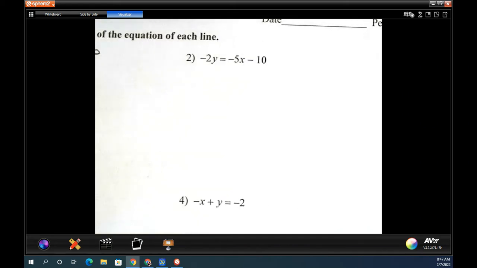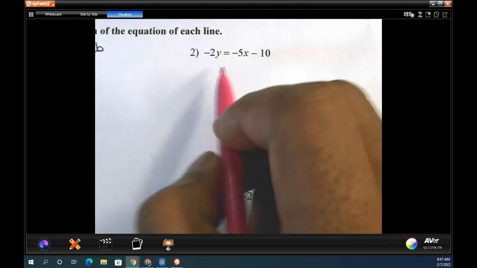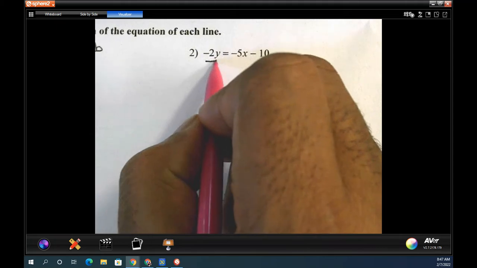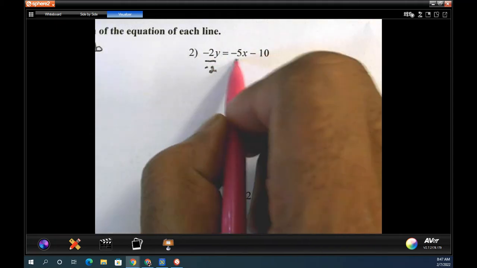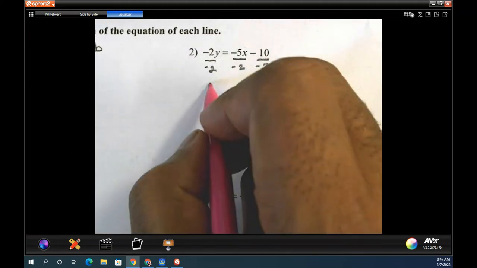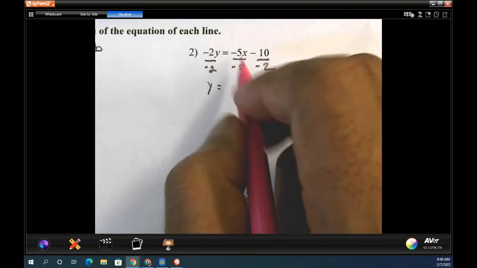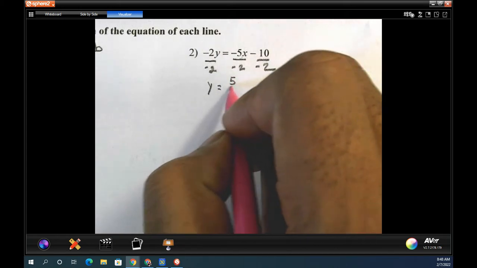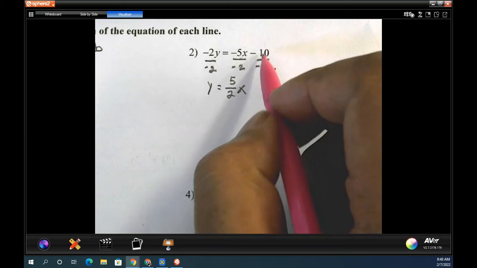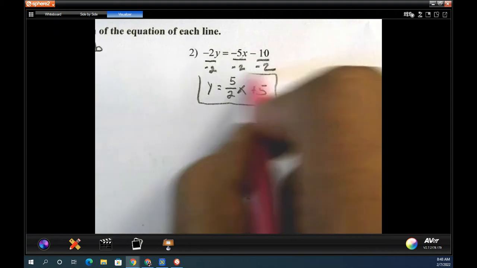Let's look at this one. This one shouldn't be too bad. What's the only thing we got to do here? Divide by what? Yeah, they've already moved the x over. So in this one, you're going to divide everything by -2. So you would get y equals -5 over -2 is 5/2. Negative divided by a negative, remember. 5/2 x. -10 divided by -2 is +5. There we go. We're in slope-intercept form.